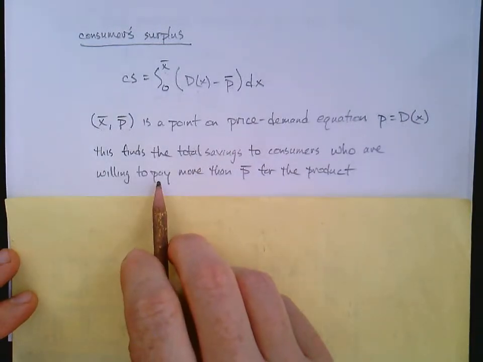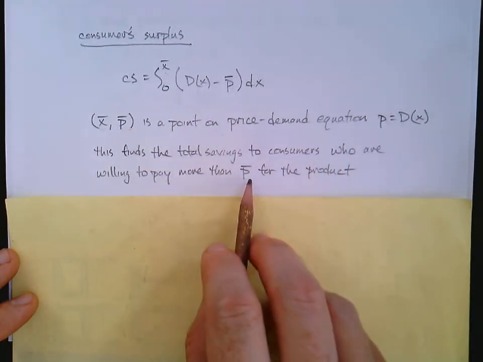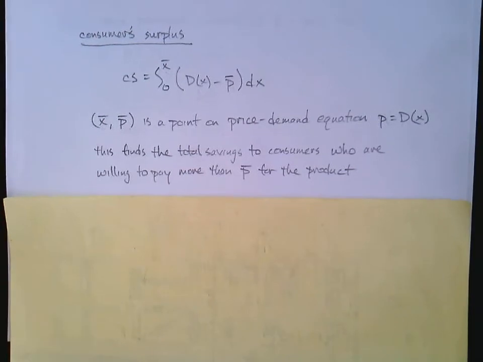So what does this do exactly? This finds the total savings to consumers who are willing to pay more than p bar for the product. There's a product out there and they're charging a certain amount. And maybe you're a consumer, right? You see that product and you see the price on it and you think, hey, I'm willing to pay that price. And the truth is I'd be willing to pay more than what they're asking. They happen to be asking less than what I would actually be willing to pay for this. And I'm not going to say anything about it, obviously. But maybe they're charging $20 and I'd be willing to pay $50.